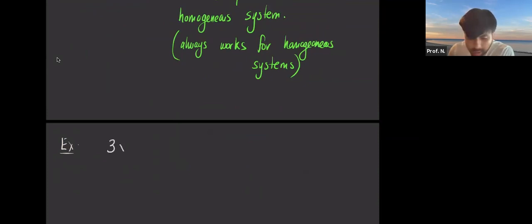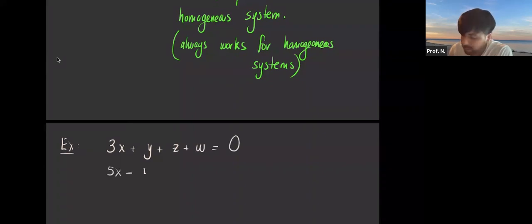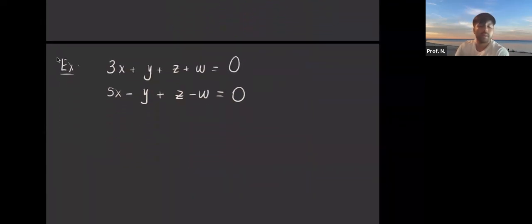So if I have 3x plus y plus z plus w equals 0. And then I have 5x minus y plus z minus w equals 0. Do you see, if I make x, y, z, w all equal to 0, then it solves the system. The trivial solution works. But is that the only one? What happens when we try to solve the system? Let's put it in row reduced echelon form. This is 3, 1, 1, 1, 5, -1, 1, -1.